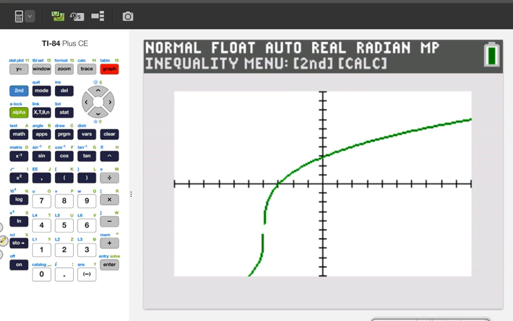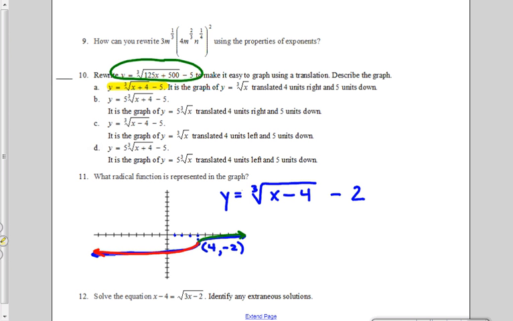So which choice is that? It's either B or D. C and A are eliminated. Translated 4 units right and 5 units down. Wrong. 4 units left and 5 units down. Correct. D is the right answer.